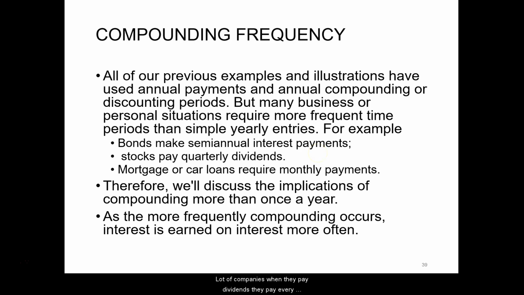A lot of companies, when they pay dividends, pay every quarter, so that's quarterly dividends. And when you make your mortgage payments, you are paying every month, so within a year, you are making 12 monthly payments. So all these payments, as you see, are more frequent than once a year, so we'll have to discuss the implication of compounding or discounting for more than once a year. And that's why we have to talk about the compounding frequency.